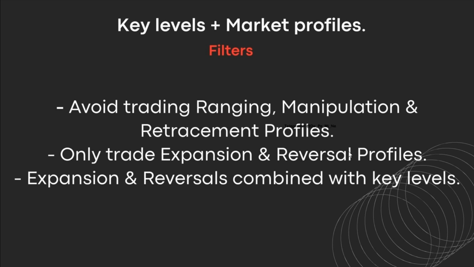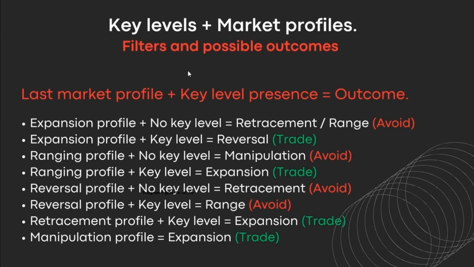So for example, if a manipulation profile ends, then you can trade the next profile, because you know the only possible outcome after a manipulation profile is an expansion, and you can trade that expansion, right? Similarly, if an expansion profile ends inside a key level, then you can trade the next profile too, because you know that you can expect a reversal profile there, and you can take a reversal trade there. That's how you're going to be anticipating market profiles and trading them.